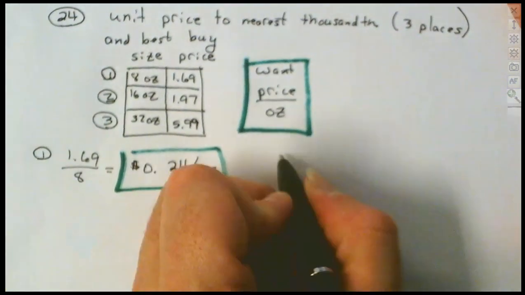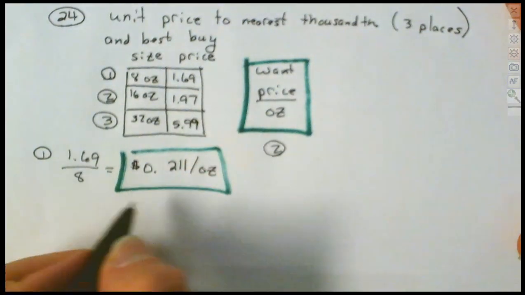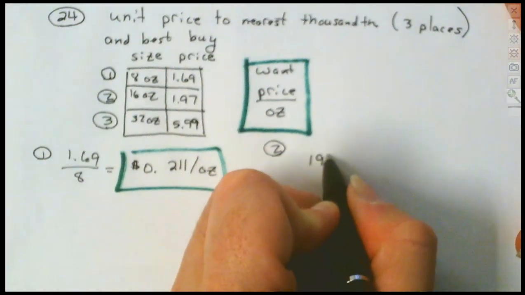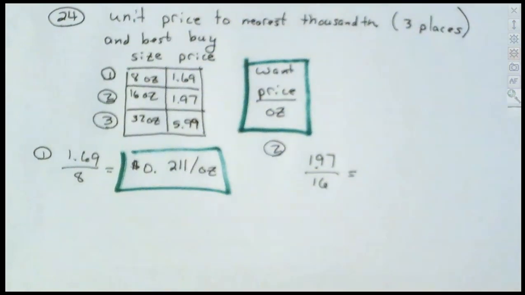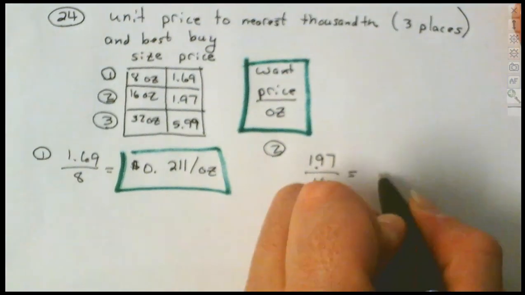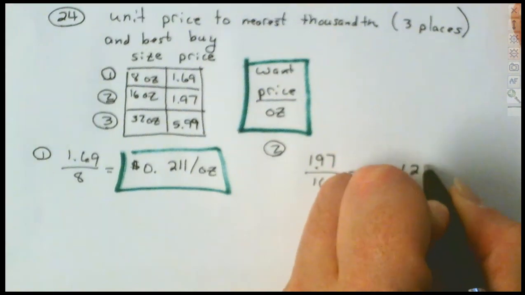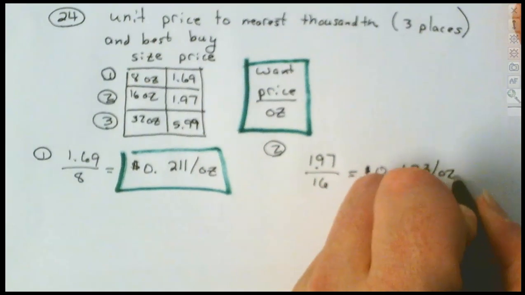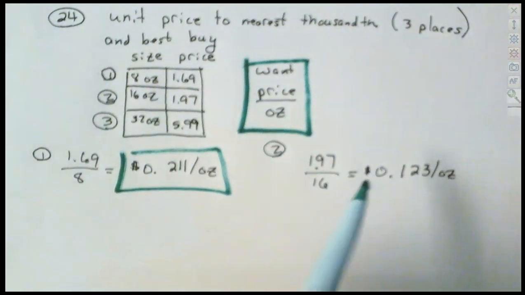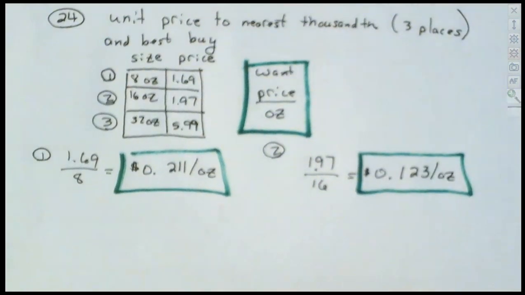The second one. On the second one, our price is $1.97, and we're going to divide that by our 16. $1.97 divided by 16 gives us 0.123 if we round to 3, and that again is per ounce. So this one's better so far because it's 12 cents an ounce.